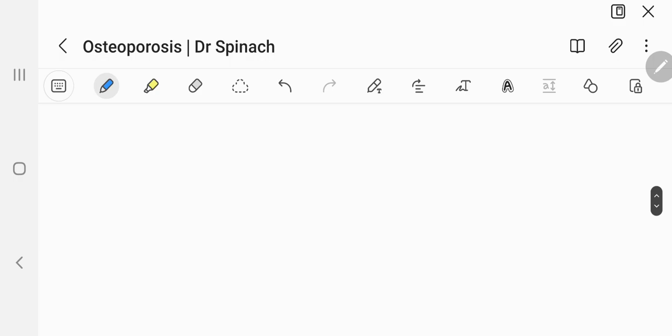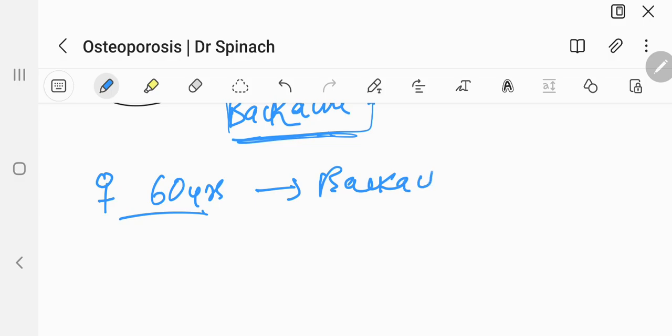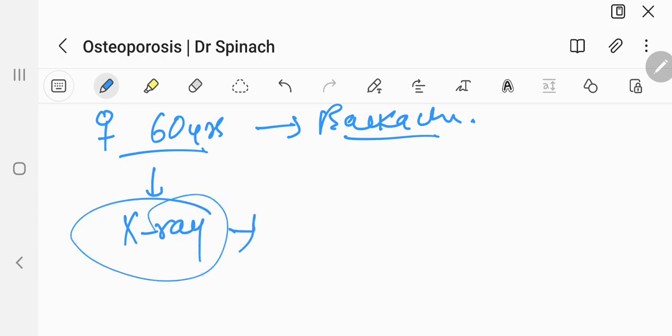Okay, so what is it that you're going to do next in this patient? A female, 60 years old, comes to you with backache. You ask the history of the patient, she says there's nothing significant in her history. The next thing that you're going to do is, of course, an x-ray. An x-ray will be done in these cases, and usually we'll see codfish vertebra.